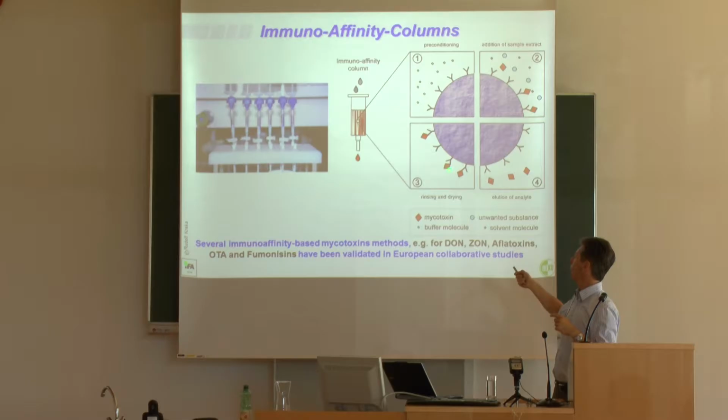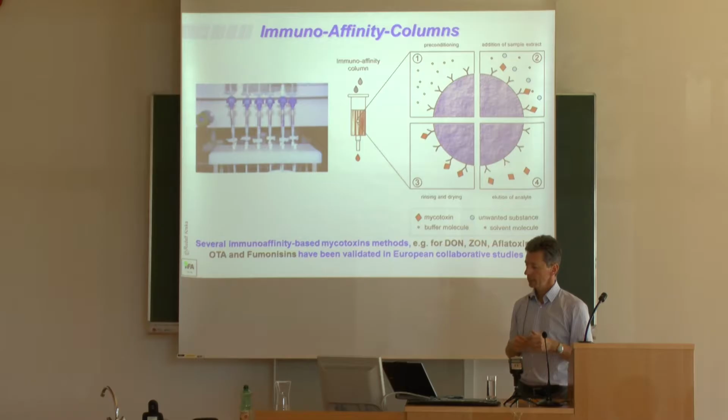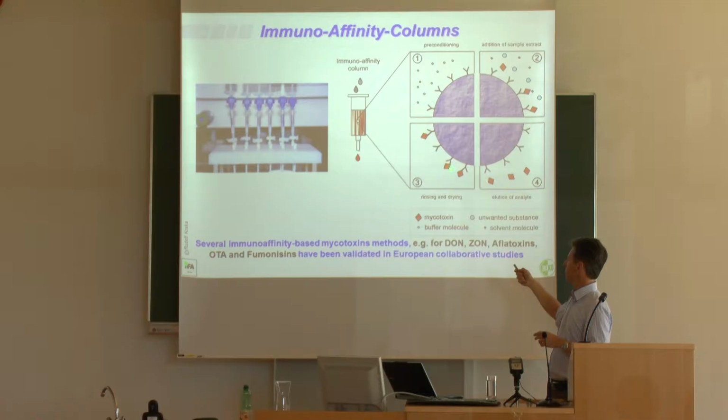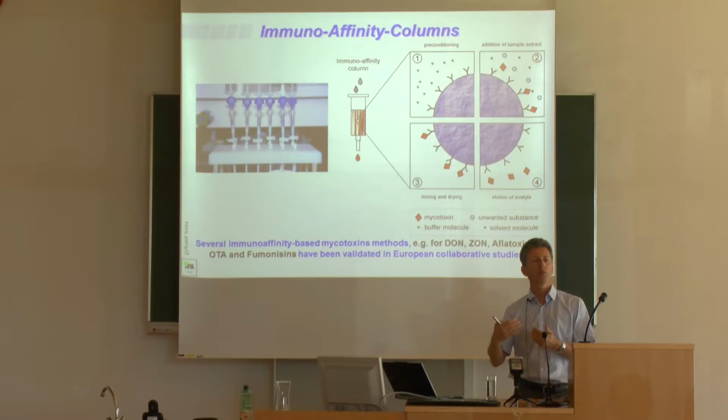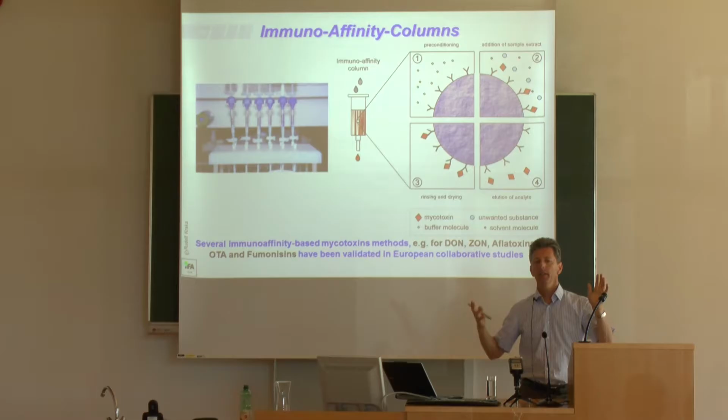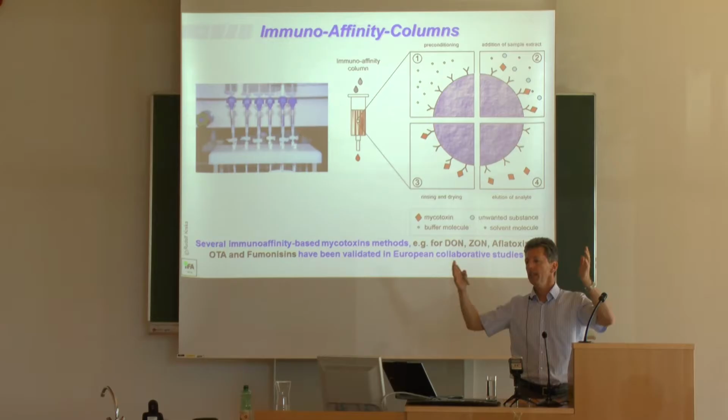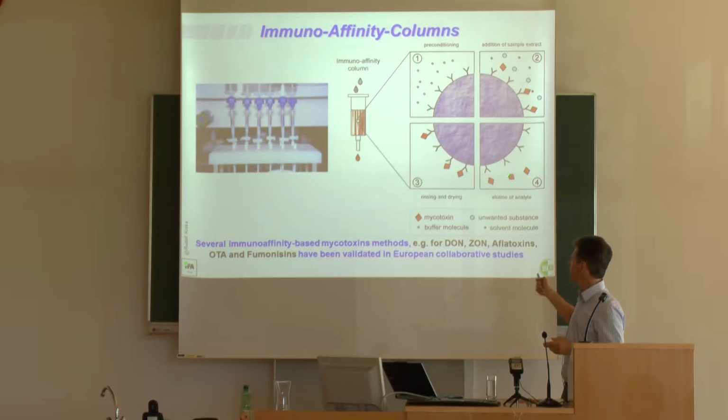Only the mycotoxins, because of their specific affinity to the anti-mycotoxin antibodies, will remain on the column. Finally, usually by addition of a pure organic solvent, for instance acetone, you denature the antibody, destroying its three-dimensional structure. It releases the mycotoxin again, and you can find it in the elution solvent. Whether it is always necessary to use pure organic solvent is to be found out for the individual column.